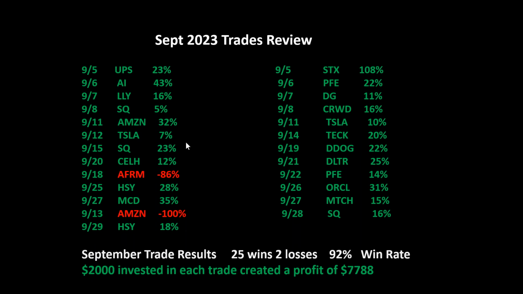And we do have losers. I mean, everybody has losers. Anybody who tells you they don't have losers is lying to you. Everybody has losers at some point. But we have a pretty good track record. So in September, we did 25 wins and 2 losses. That was a 92% win rate. And $2,000 invested in each trade created a profit of $77.88.